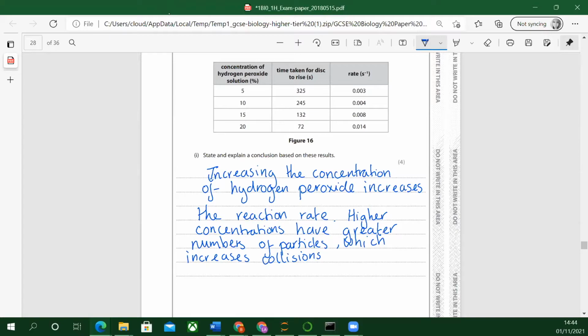Okay, and it's breaking down the H2O2, that's the hydrogen peroxide, into oxygen faster. That's the bubbles, wasn't it? That's what we were looking at. We weren't measuring the water. Oxygen bubbles. Okay, that's done.